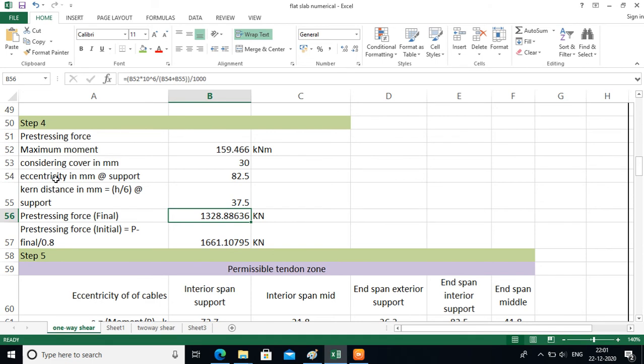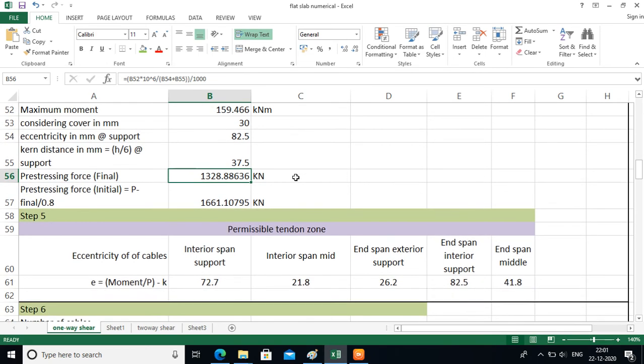Now we have the value of prestressing force. Now what are we going to do? Once we get the value of prestressing force, we are going to calculate how many tendons we require for the prestressing.